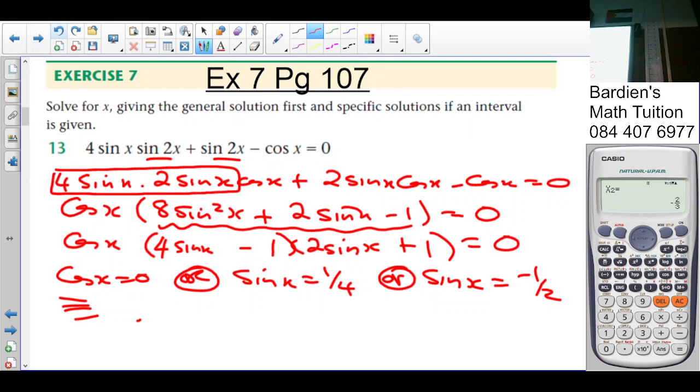Okay? Who asked this question? Right? Where did you go wrong? So I didn't see the context. So you got up until here. Then you got 8 sine squared x cos x plus 2 sine x cos x minus cos x. No, I just. You just left it like that. But you're not going to leave it like that again. You're not going to make the same mistake.